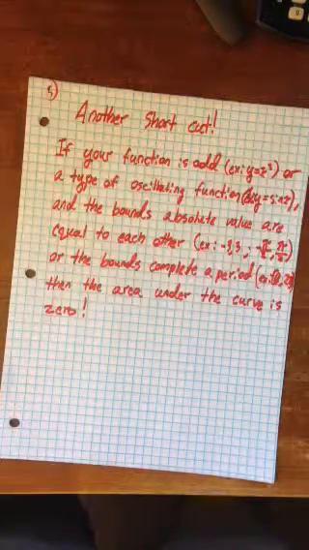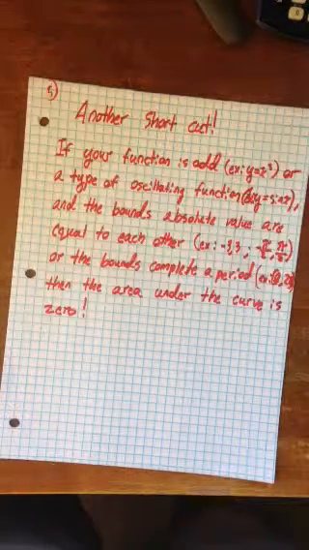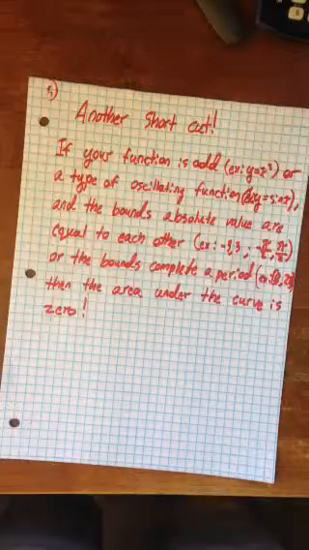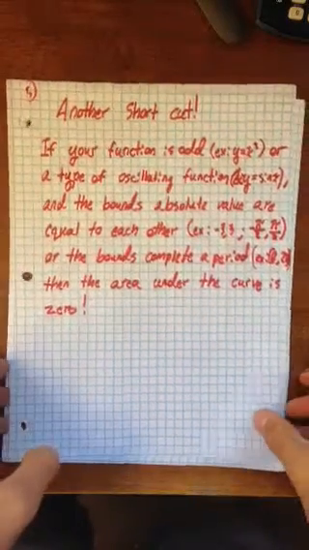So if you have an oscillating function like sine x, and your period is 2 pi, then the bounds 0 to 2 pi would work for this. Then the area under the curve is 0. So let's take a look at the graph so I can explain this.